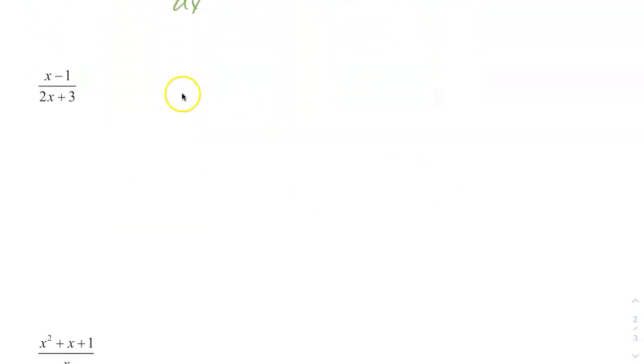Next one, we can't do that. The next one, we're stuck. We have to do this using the quotient rule. So let's do it. The top goes first. So here's the quotient rule.